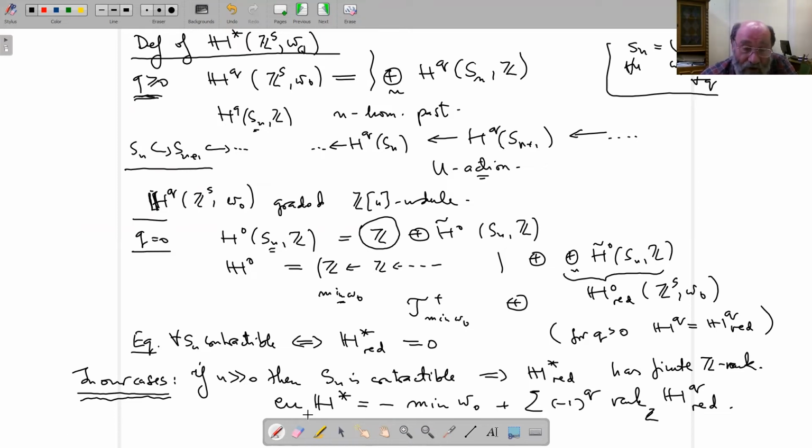And then we define the Euler characteristic from the tower. We keep the minimum of the weight function, and from the reduced part, which has finite Z rank, we consider, as in the classical case, the alternating sum of the ranks of the cohomologies. So that is the Euler characteristic. That was the general definition. Again, how we did it: we started with the lattice.